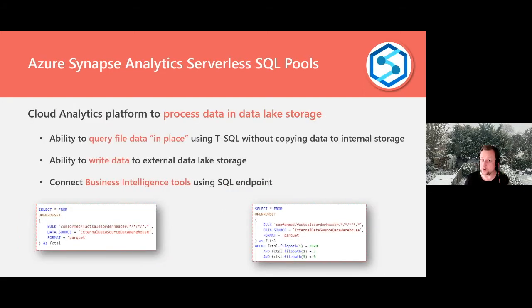I think we've touched on what serverless SQL pools are. It is an Azure Synapse Analytics feature that allows you to write SQL statements, read and write data that's stored in a data lake. There's no data itself contained within the serverless service. But one thing to note is that it exposes a SQL endpoint that can be connected to by tools. In this example, Power BI.